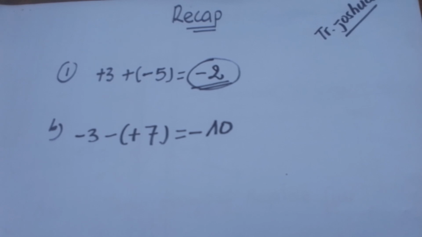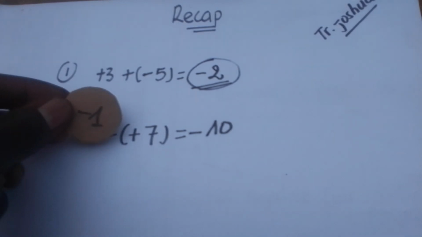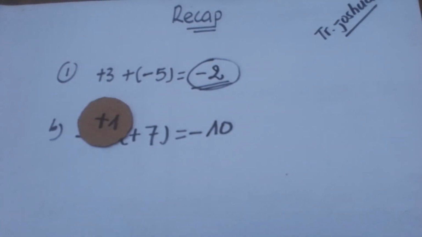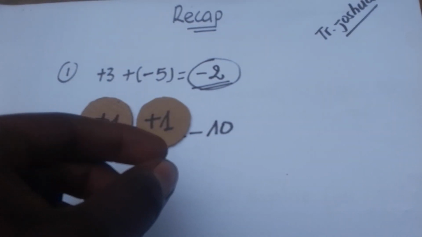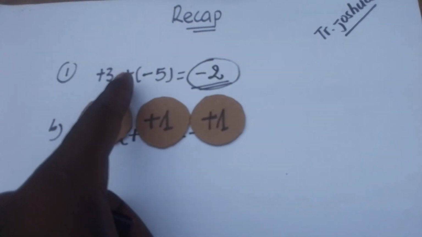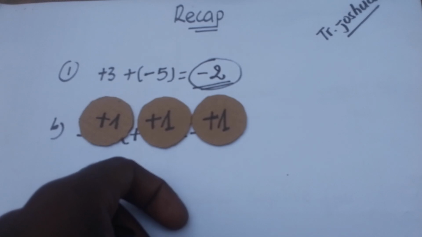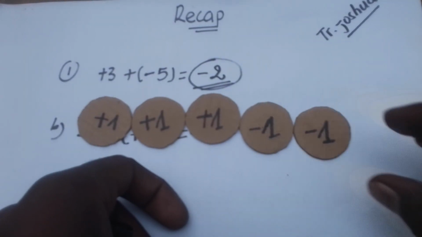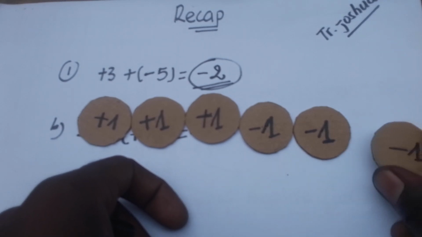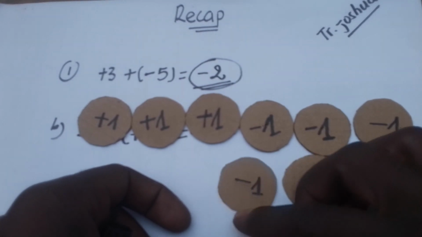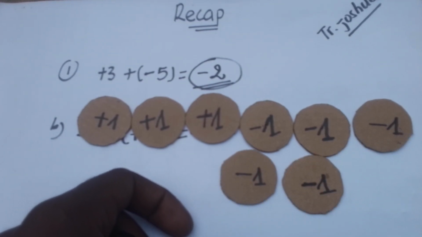Now, in the previous video, we showed that you have to put 3 counters with positive value, and then we are going to add 5 more counters with negative value. 1, 2, 3, 4, and 5. Now we learned about 0 pairs.